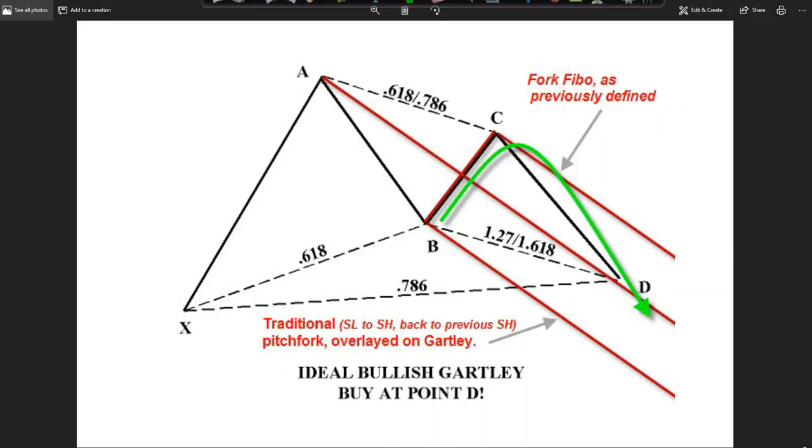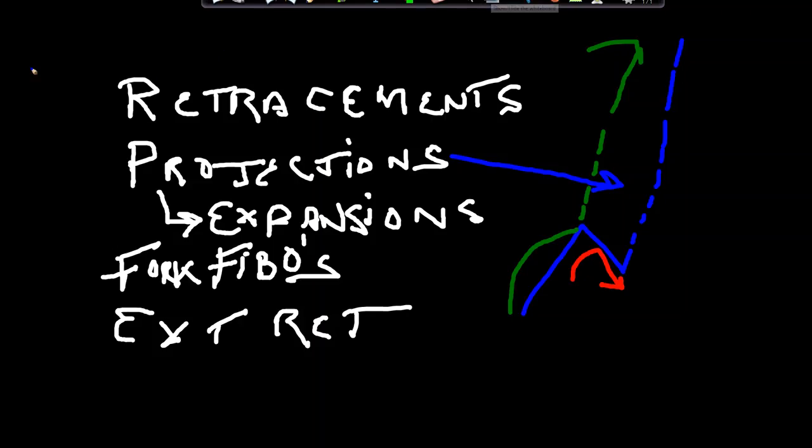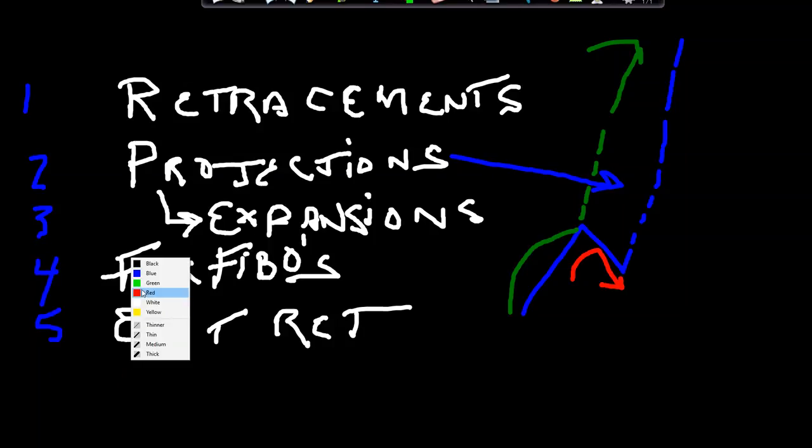If I have a pitchfork going from BC down, and I want to measure it once it goes below 100%, which I call that fork Fibo, goes below that 100% line, that is the exact same thing as an extended retracement. So when we get to the various names we have for the Fibonacci tool and the uses on the chart, the reality is fork Fibos and extended retracements are one and the same. It's just a fork Fibo is an extended retracement in a pitchfork. Whoops, not expansions, extended retrace. Took that the wrong way, sorry.